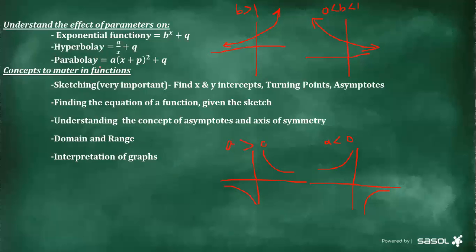Then we go to the parabola. If a is greater than 0, that is, a is positive, the parabola is going to face up.